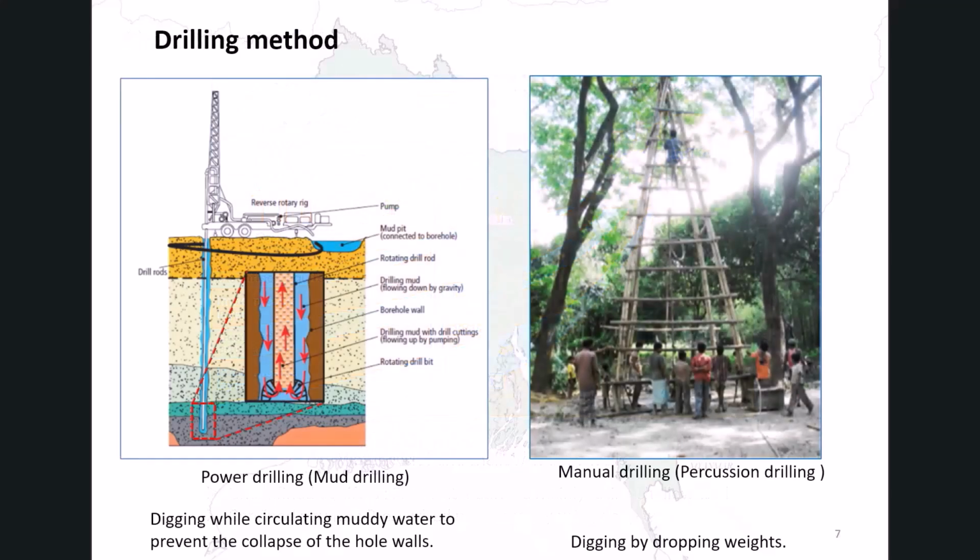We explain the major drilling method. The left diagram shows mechanical mud rotary drilling method. Mud rotary drilling is a drilling method by circulating drilling mud during excavation. The mud removes cuttings, stabilizes the borehole walls, and cools the drill bit. This method is effective in soft ground and deep drilling and is widely used for groundwater and industrial water development.